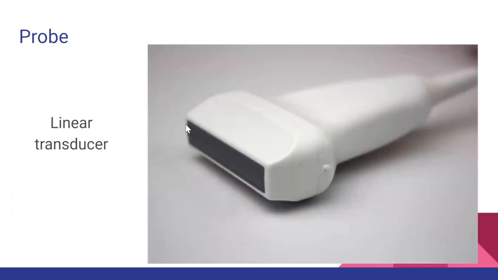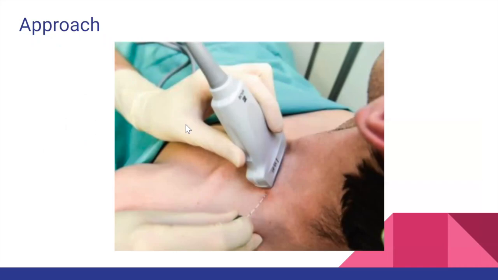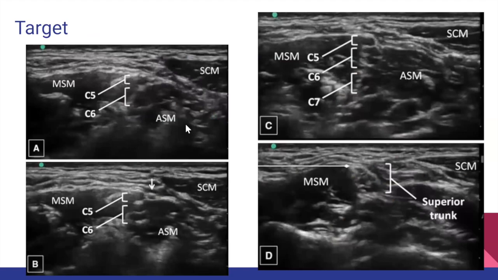Same thing, linear transducer. With every nerve block, you're always going to do a lateral to medial approach, always in plane. And then same thing, 10 cc's of analgesia, and you'll use your MDCalc or regional anesthesia app to calculate the max dose.